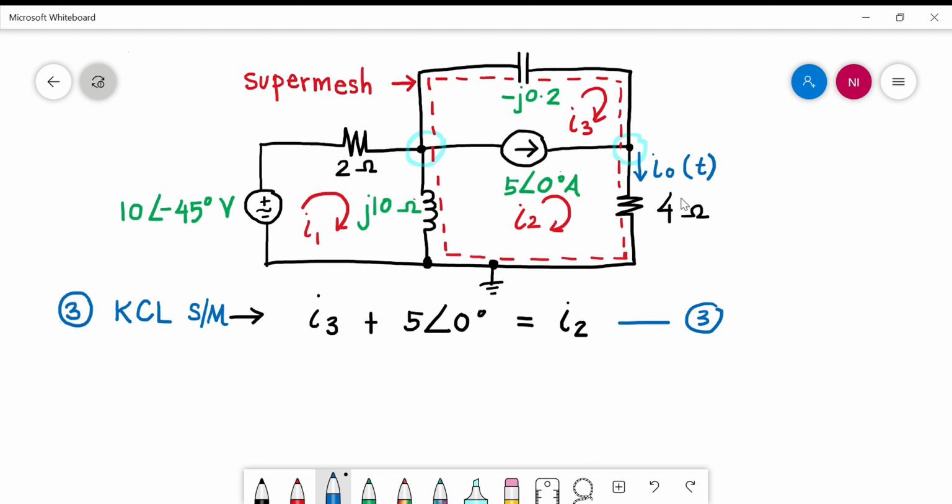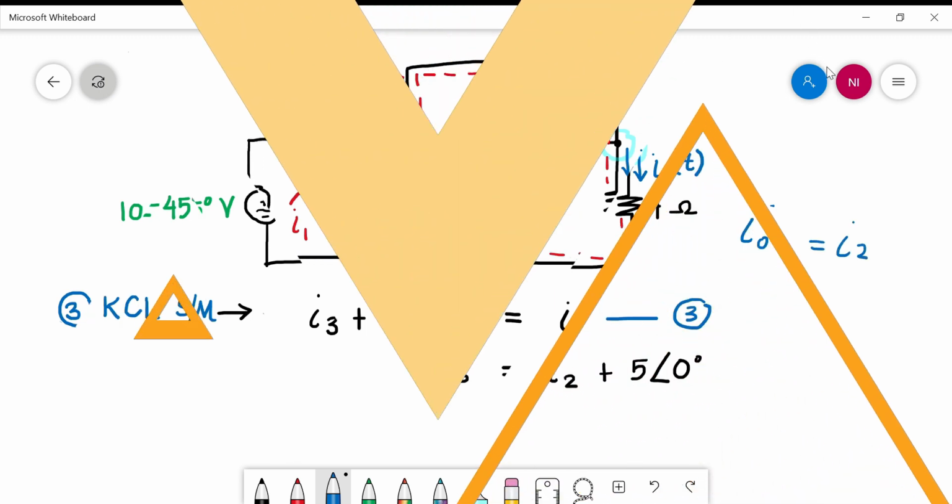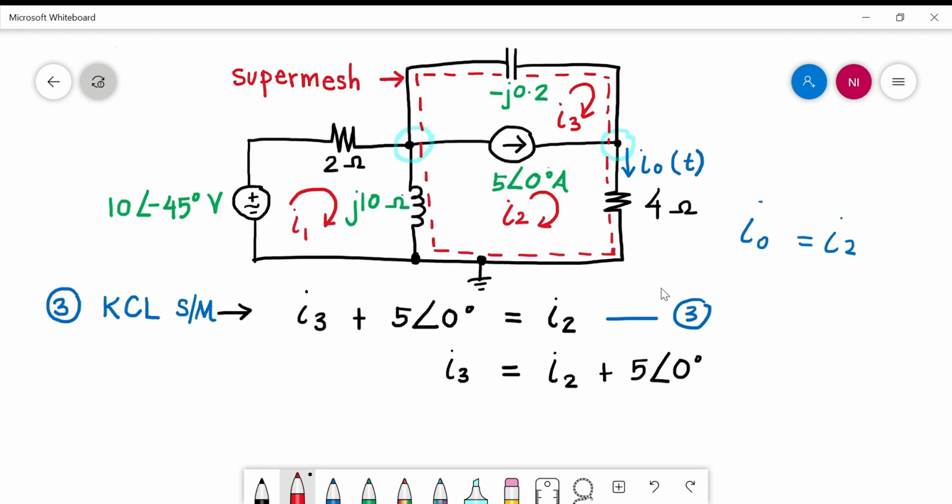Okay, let's focus on the question. The question asks for I0, and this I0 is in the same direction as this I2, which means that I0 equals I2. From equation 3, we have I2 here. Since I2 equals I0, we don't want to eliminate this I2. So we arrange this equation as I3 equals I2 plus 5, then substitute into equation 2.